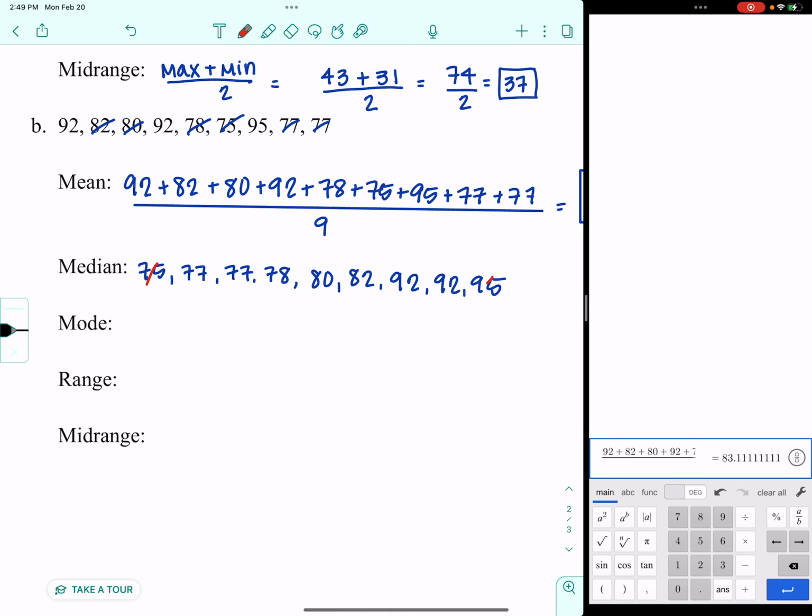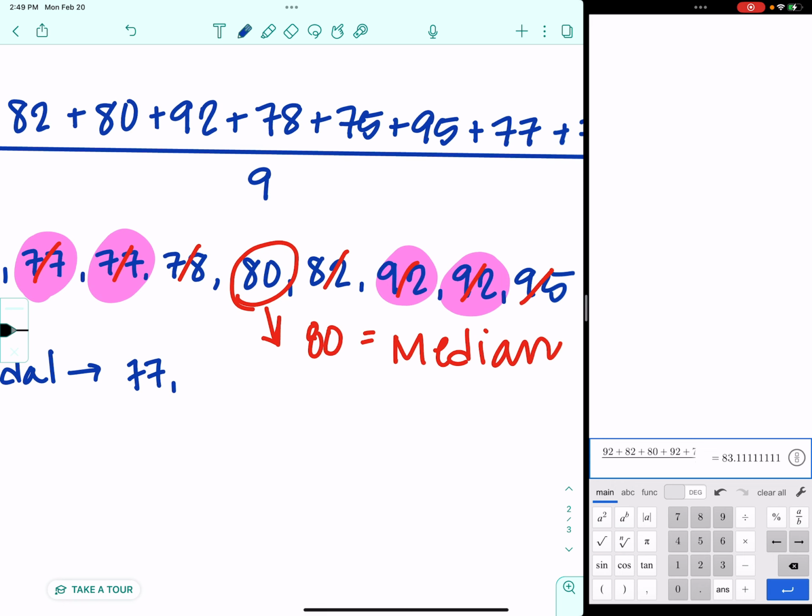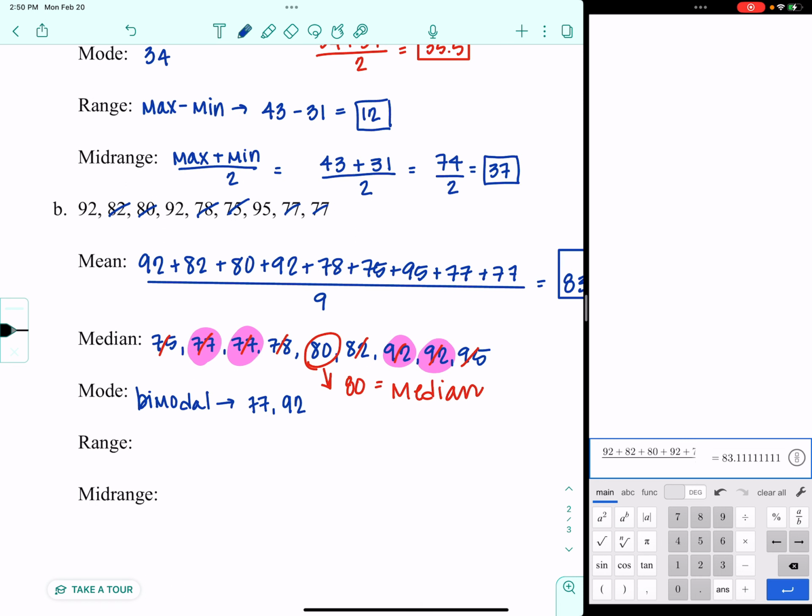For the mode, that's the number that occurs most frequently. I'm going to look at my median list because I can still read them. I have two 77s, and I have two 92s. Everything else only happens one time. So this means my set is bimodal. My modes are 77 and 92. When that happens, you have to give both modes. You can't choose one over the other.